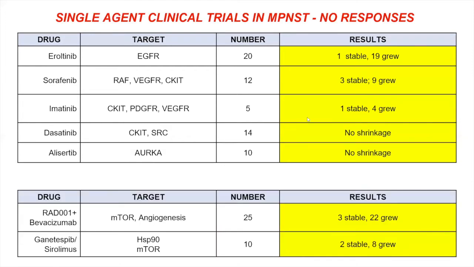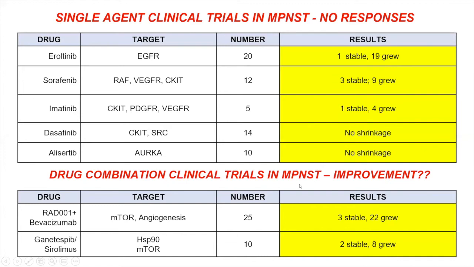And then we moved on to doing drug combination studies using drugs such as RAD001, which is an inhibitor of the mTOR gene, and combining that with the drug that we talked about before, Bevacizumab, which inhibits the growth of abnormal vessels, and so it inhibits angiogenesis. And also combining a different drug, Ganetespib, which causes stress inside the cell and causes the cell to undergo cell death, with an mTOR inhibitor, such as sirolimus. But unfortunately, even with these drug combinations, which were recently completed, we did not see any shrinkage in the size of these tumors.